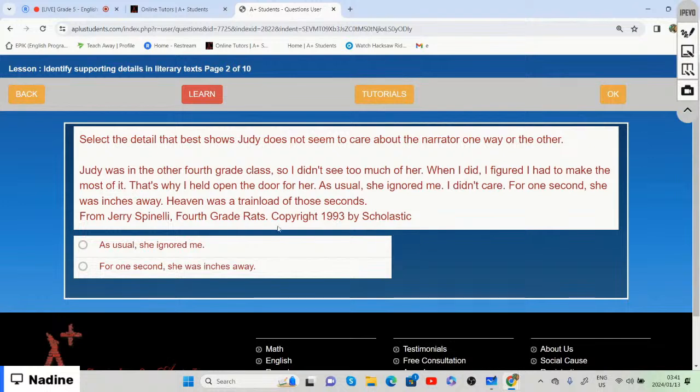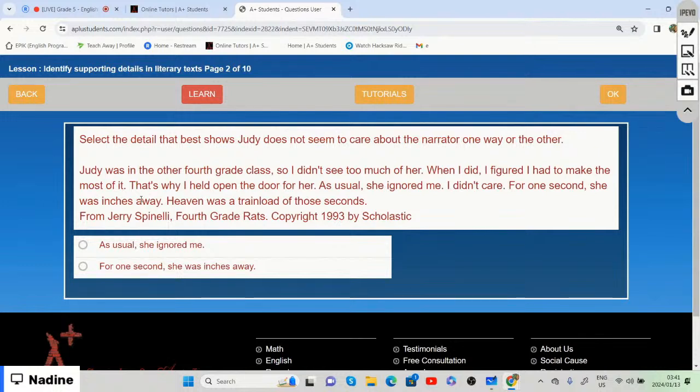Judy was in the other fourth grade class, so I didn't see too much of her. When I did, I figured I had to make the most of it. That's why I held open the door for her. As usual, she ignored me. I didn't care for 1 second. She was inches away. Heaven was a trainload of those seconds.